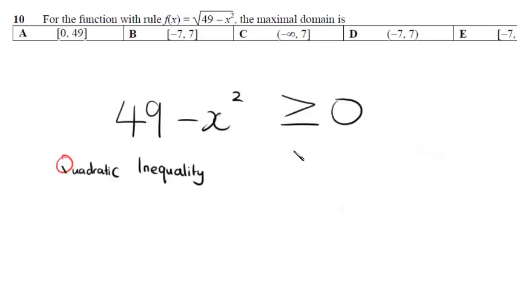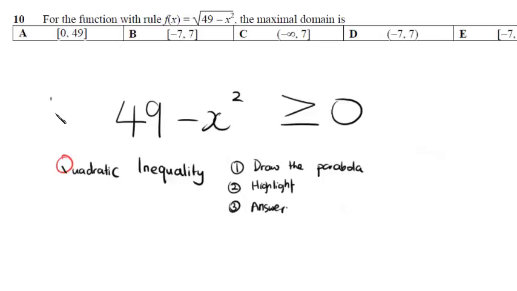If you want to solve a quadratic inequality, first you need to draw the parabola. Number 2, you have to highlight, then you can get the answer. So step 1, draw the parabola: y equals 49 minus x squared. This is very, very simple.